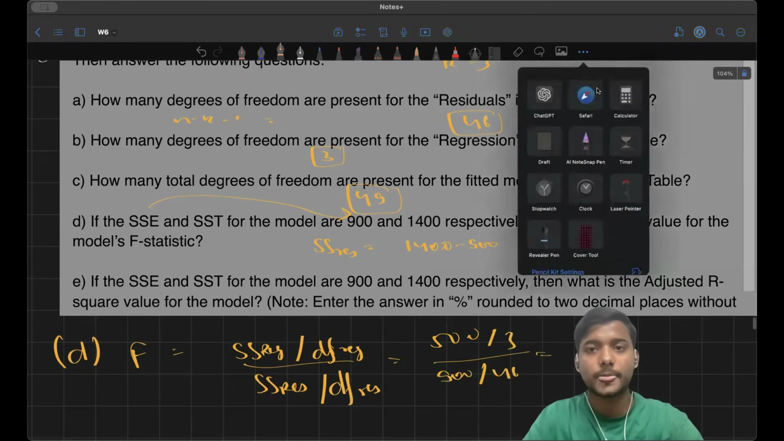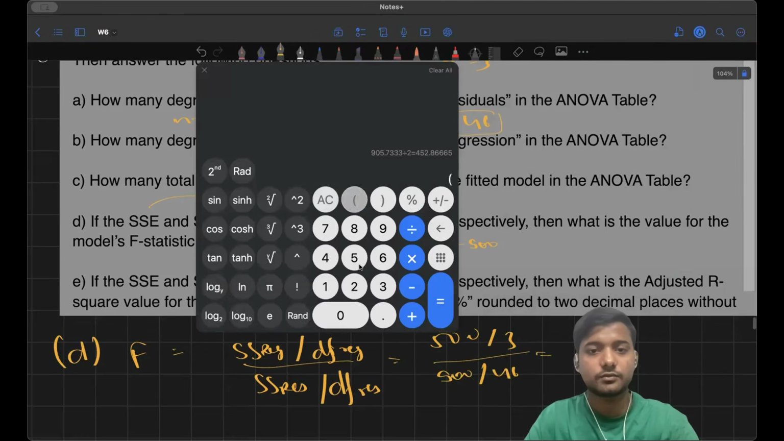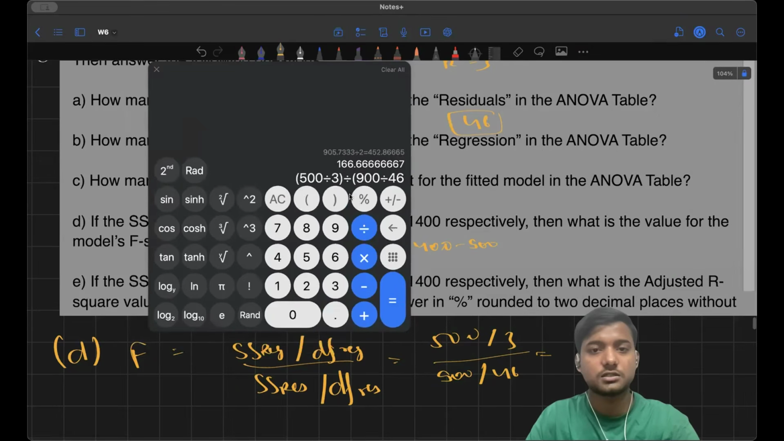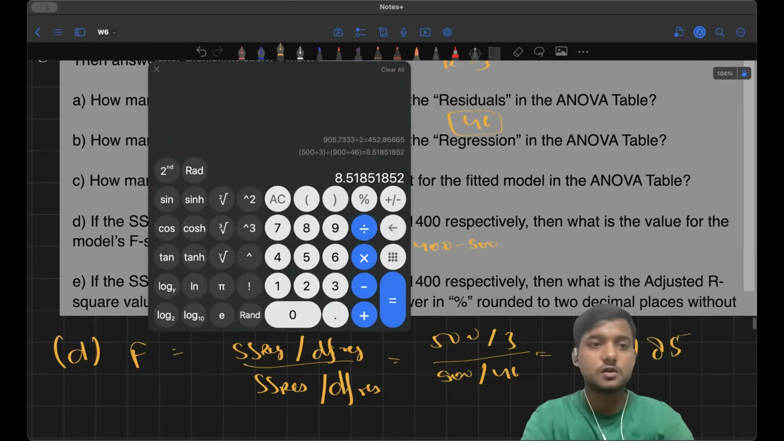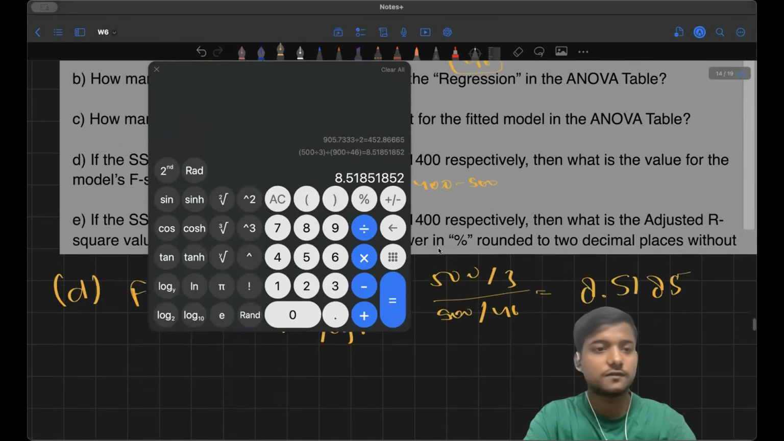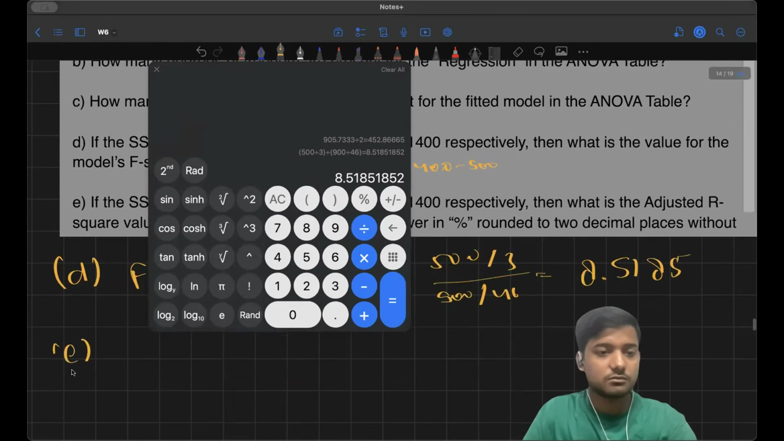Okay, so I will calculate this. 500 divided by 3, this whole divided by 900 divided by 46. Is it right? 46? Yes, 46. So this is what you have, 8.5185. Okay, this is what my F statistic would look like. 8.5185.